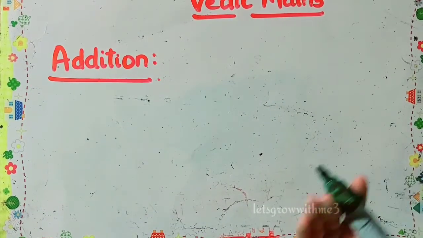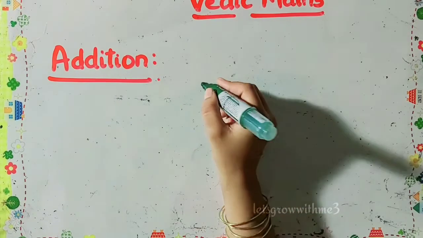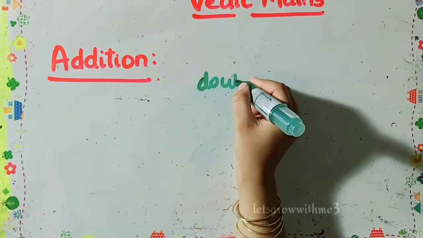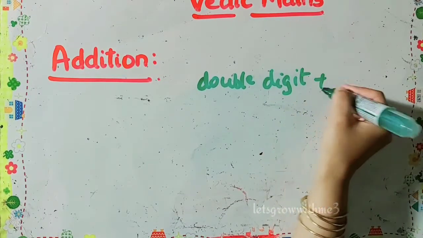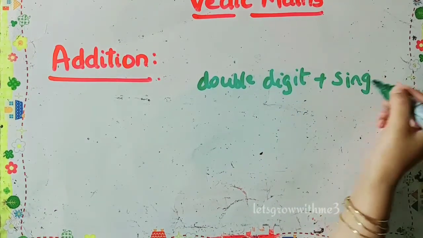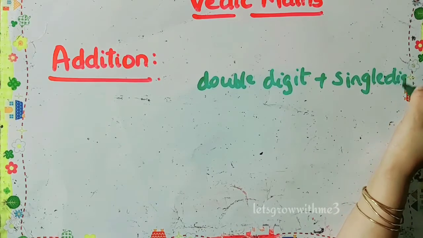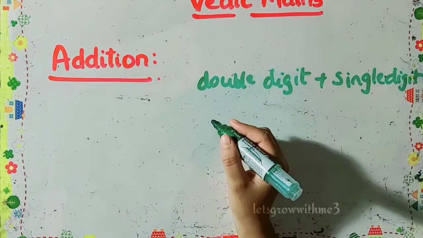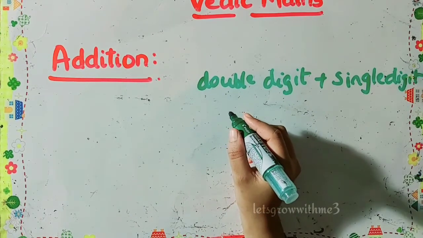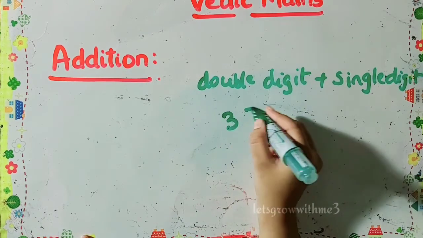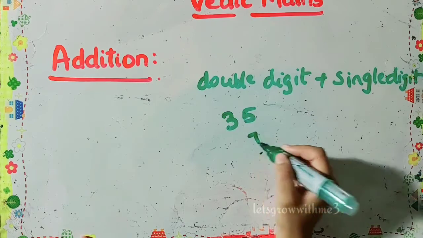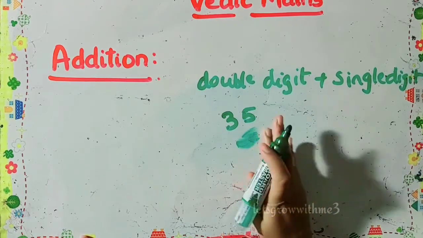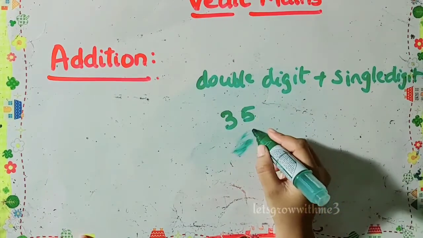Let's take another category, which is double digit plus single digit. Okay, here also we will have the same concept, carry combination and non-carry combination. We will take a few examples with each combination, carry and non-carry. So first I am taking 35. I'll take non-carry first. I'll take something like 3.